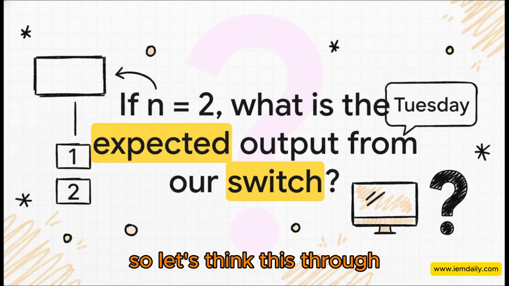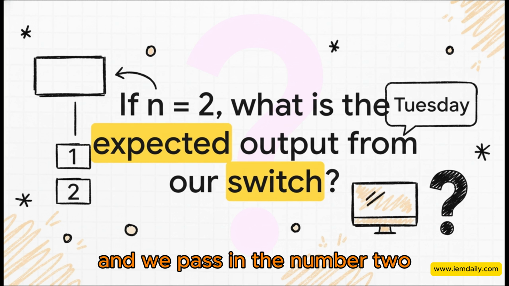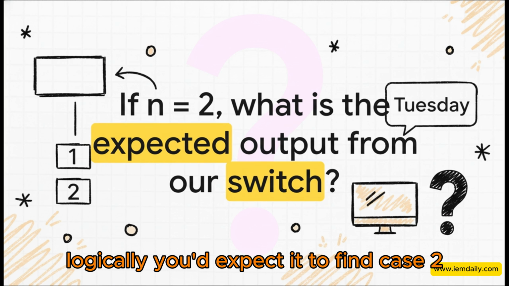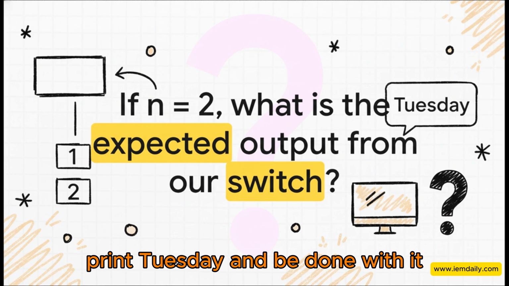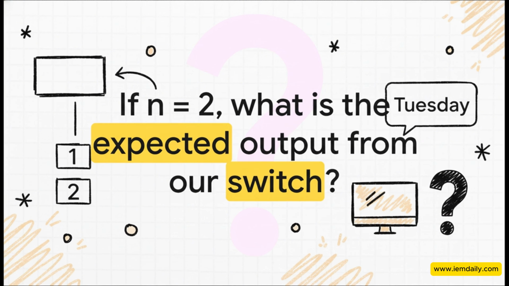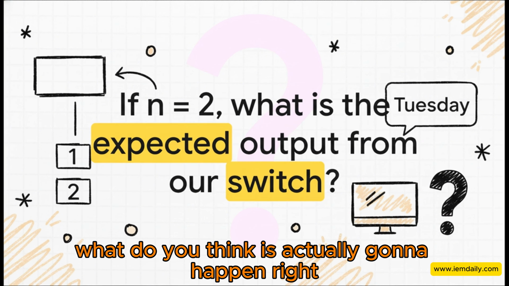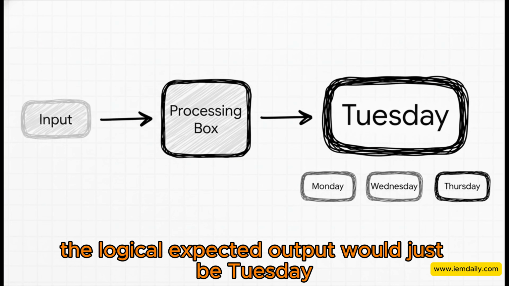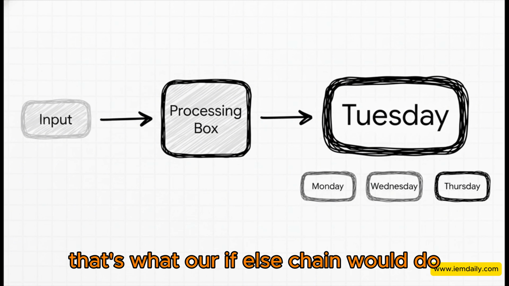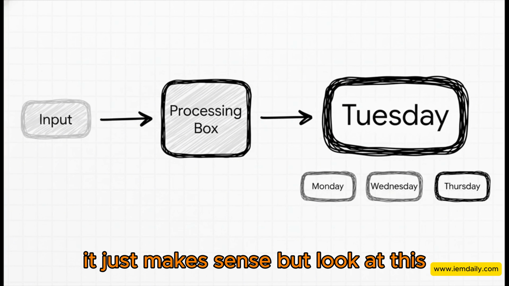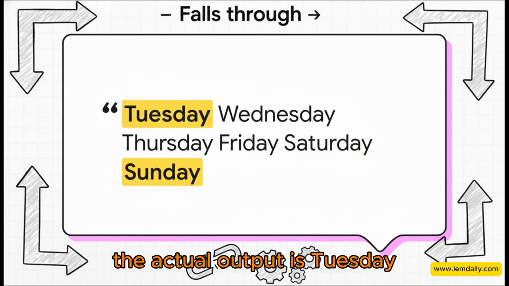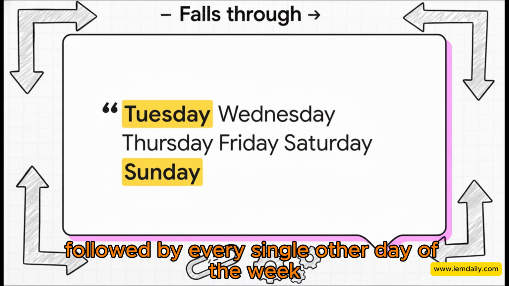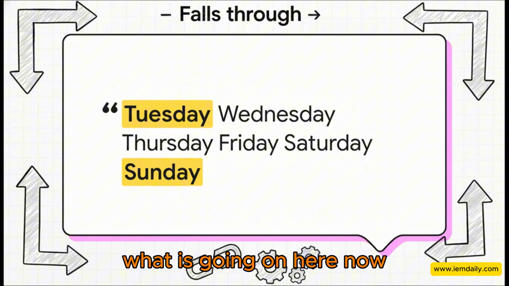So let's think this through. We've got our switch statement, and we pass in the number 2. Logically, you'd expect it to find case 2, print Tuesday, and be done with it. So take a second. What do you think is actually going to happen? Right. The logical expected output would just be Tuesday. That's what our if-else chain would do. It just makes sense. But look at this. The actual output is Tuesday, followed by every single other day of the week. What is going on here?